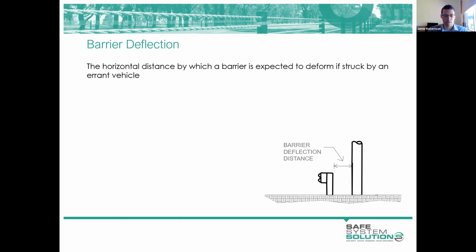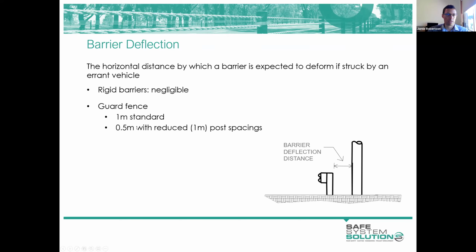We might often find that we want to provide a 4 metre barrier offset, but that doesn't afford us enough room for barrier deflection. Or that we might need to change our barrier product, choose one that deflects by less, or modify our product, install additional posts to make it stiffer and deflect by less. So we need to be mindful of the amounts by which our barriers will deflect or deform when they're struck. Rigid barriers, nothing or next to nothing.